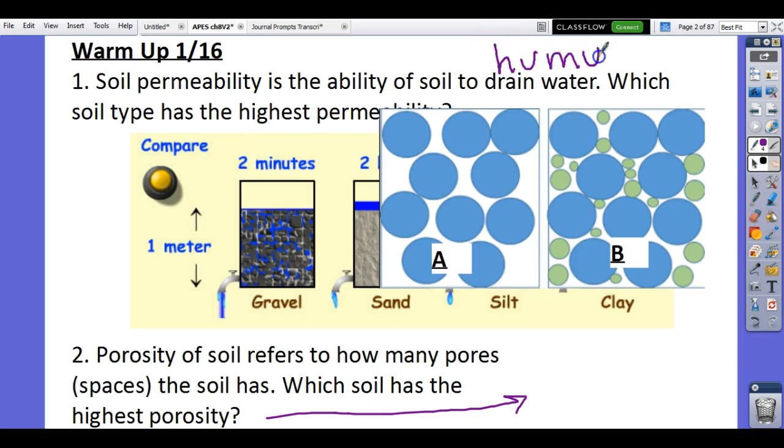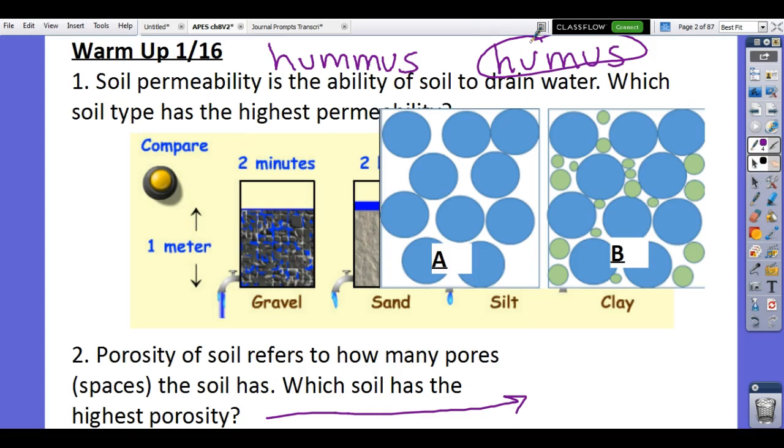Sometimes you might see the word H-U-M-U-S, okay? It's different from hummus. This is hummus that you eat, okay? This is the word we're talking about, which is pronounced humus, okay? Humus. And that just means organic matter. So if you see that, just know that means organic matter. So we said organic matter is like dead leaves and grass and stuff like that, okay? Stuff from living things, all right?